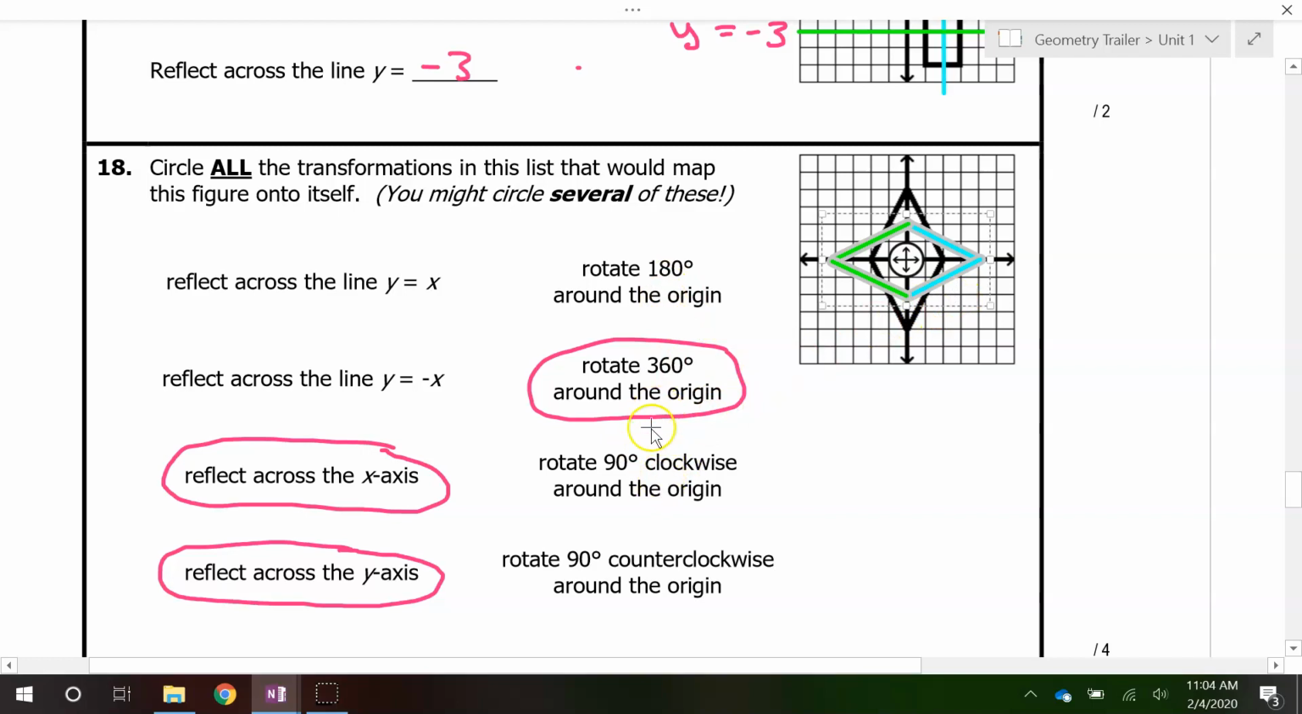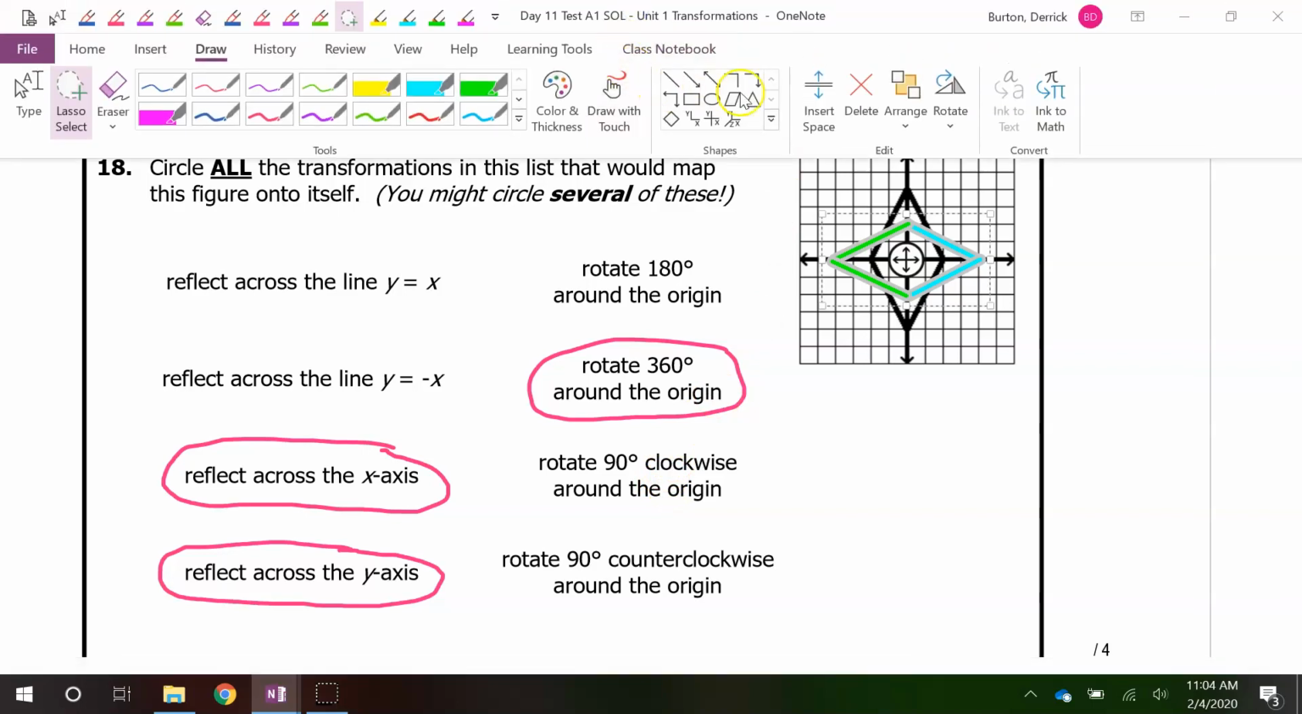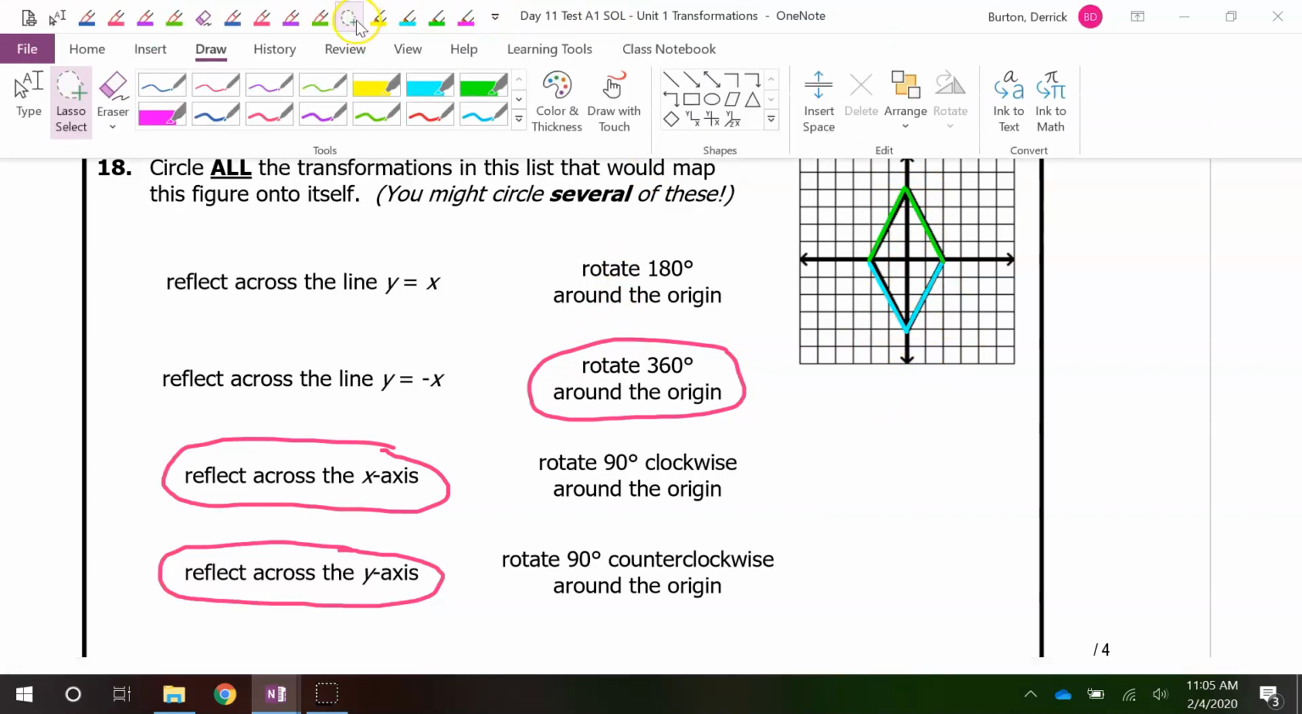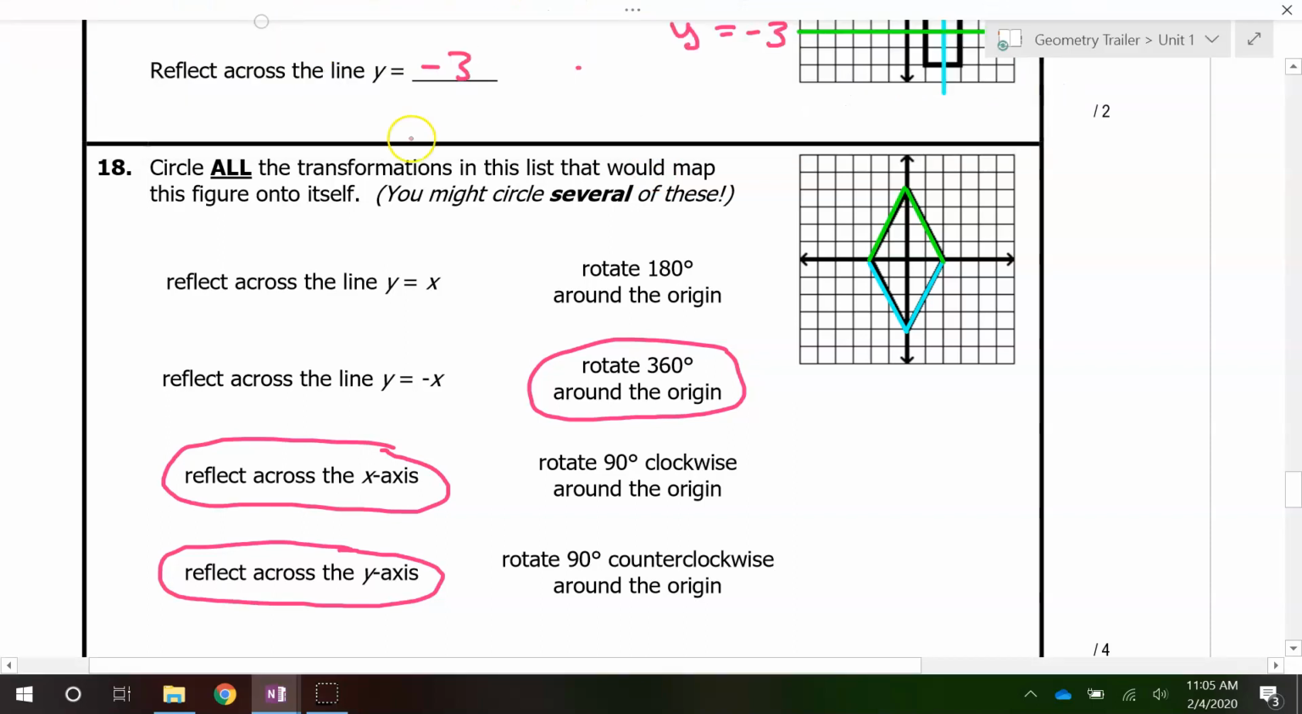So I know that I'm not going to circle 90 degrees clockwise. But I'm going to rotate again. All right, I'm going 90 degrees clockwise again. So now that's a total of 180 degrees. Notice that it falls back on itself again. So a 180 degree rotation does map the figure back onto itself.